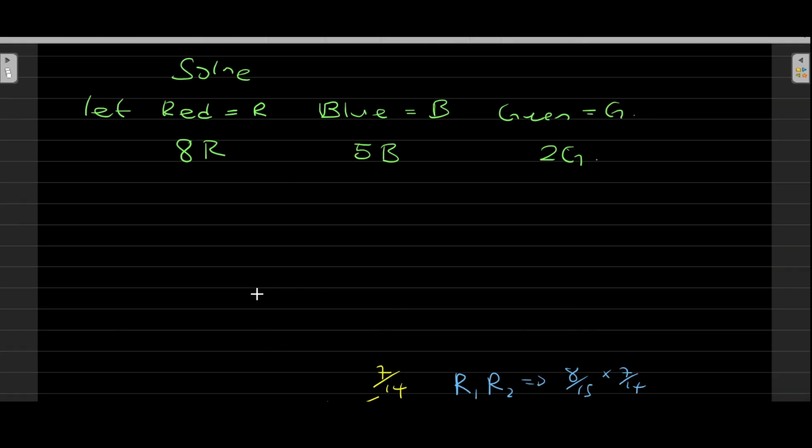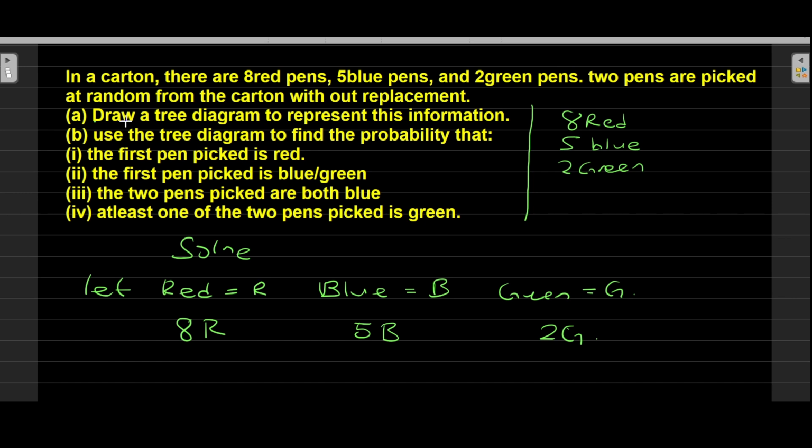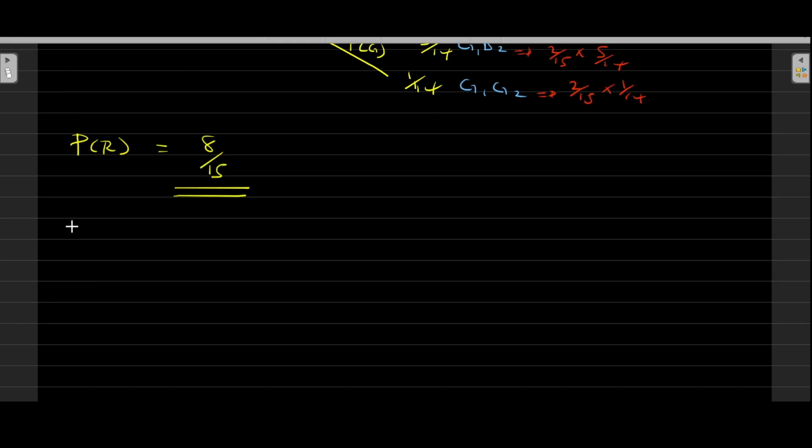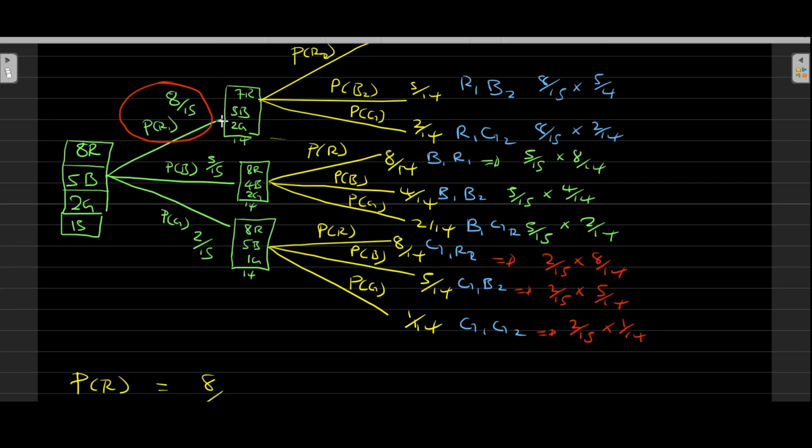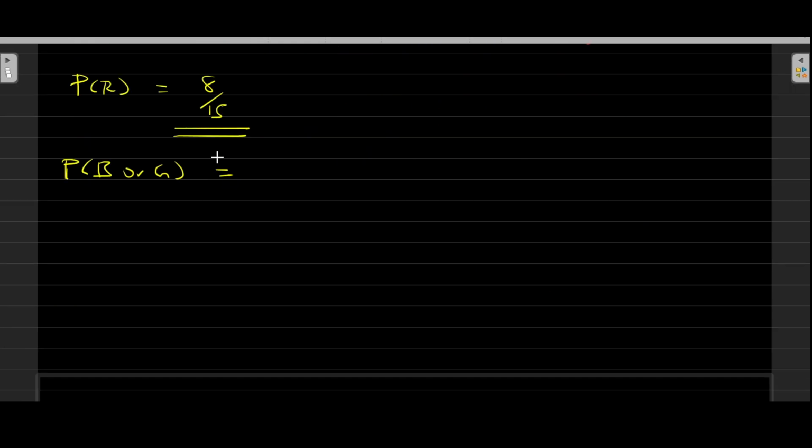The second question which they gave us here, they want us to find the probability of picking a blue or a green. The chances of picking a blue or a green, they are basically here. To get a probability of picking blue or green, we have our blue is here 5 out of 15, and then our green is 2 out of 15. Therefore, we're going to add these two probabilities of picking blue or a green.